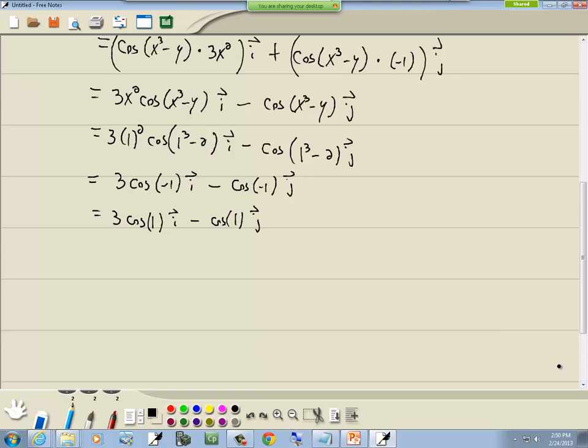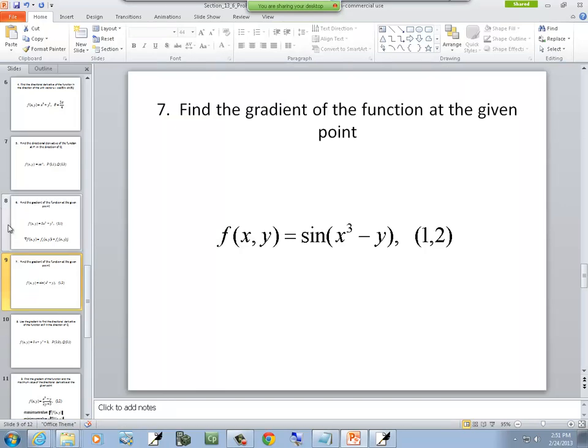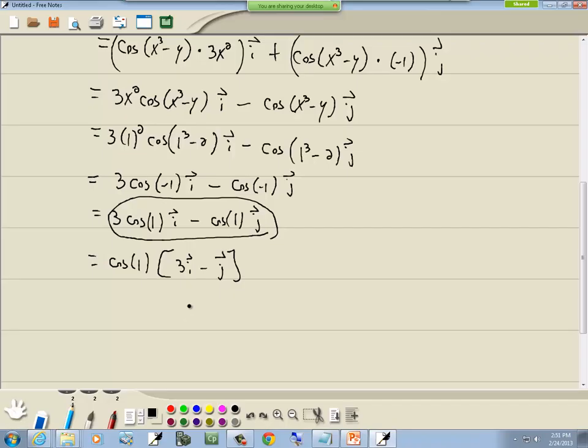Try to remember if the book puts that in decimal form or not. I don't think it does. Looking it up real quick here. No. I could factor out what they have in common, that they both have a cosine of 1. Then that would give us 3i minus j, like that. Either way, it's fine. Let's take a look at the next one.